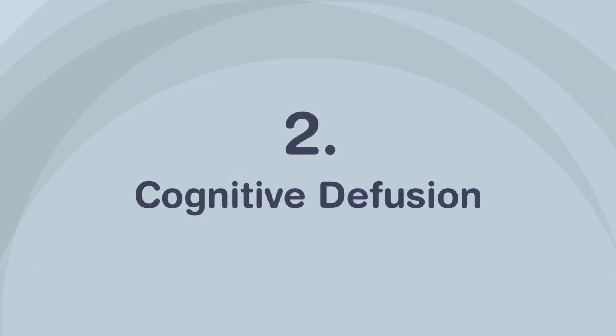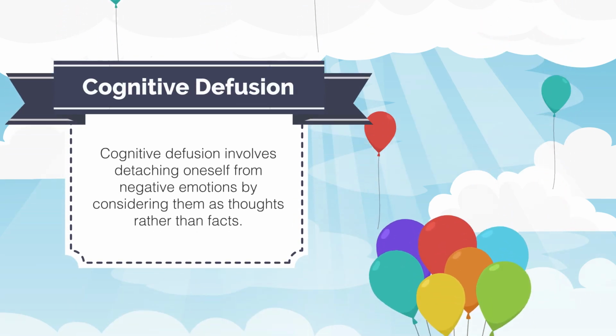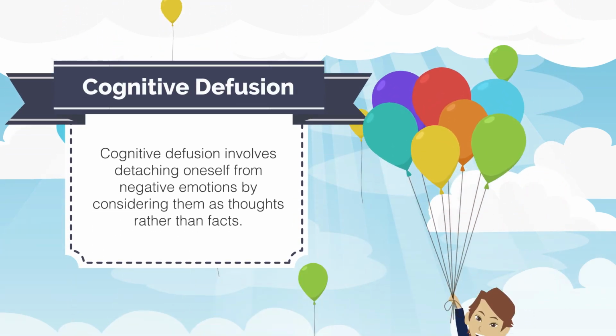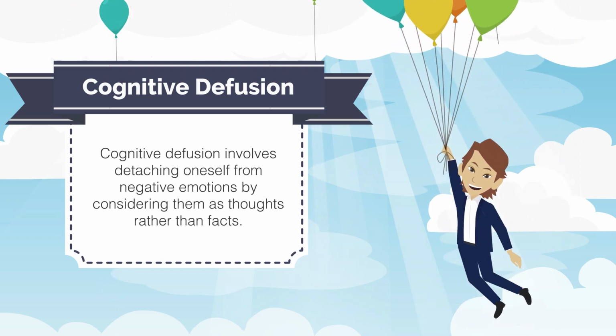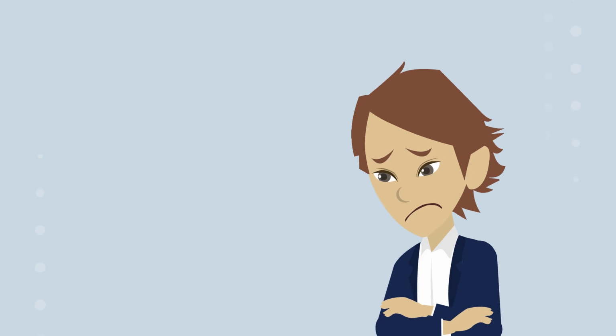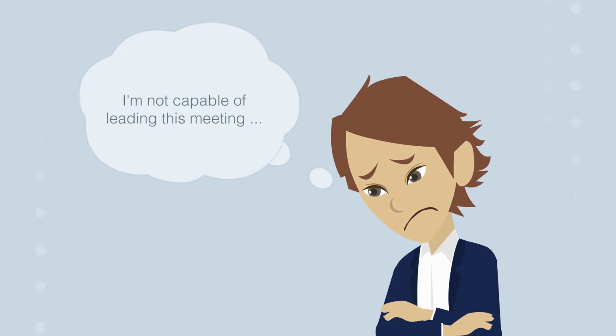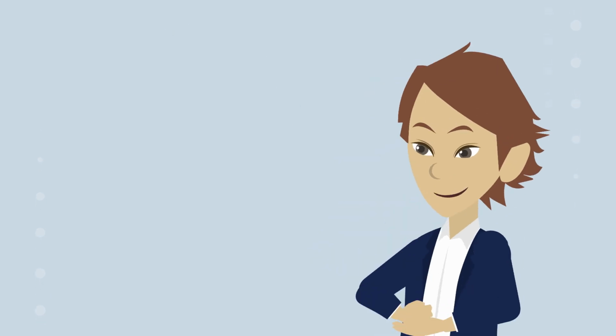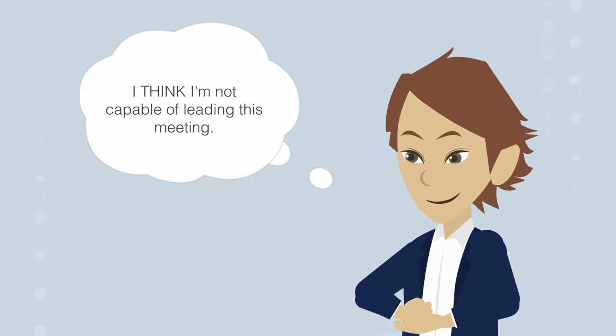2. Cognitive diffusion. Cognitive diffusion involves detaching oneself from negative emotions by considering them as thoughts rather than facts. For example, instead of saying, "I'm not capable of leading this meeting," Paul transforms his thought into, "I think I'm not capable of leading this meeting."